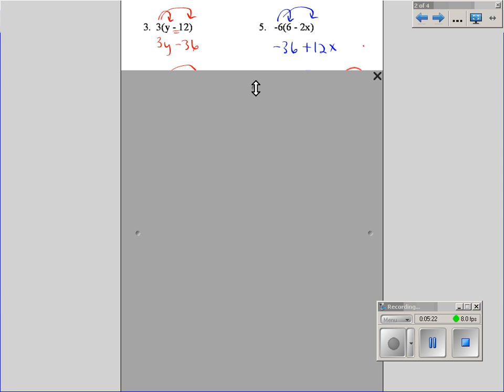I wanted to talk about this reverse distribution, if I can.